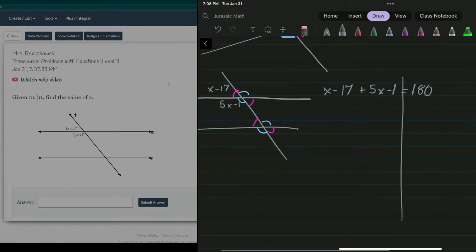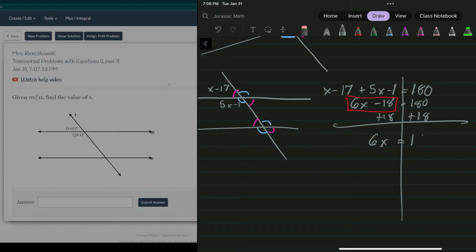Draw a line. X plus 5x is 6x. Negative 17 minus 1 is negative 18. Equals 180. Draw a house. Add 180. Add 18. 6x equals 198. And finally divide by 6.